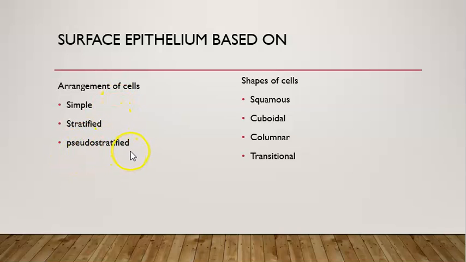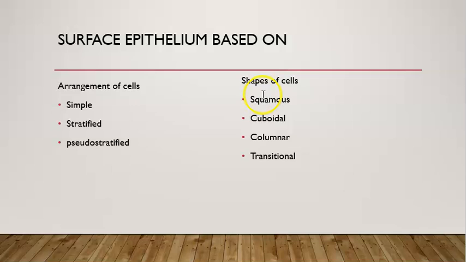Then pseudostratified means actually it is simple epithelium. They have only a single layer of cells, but due to the arrangement of nuclei at different levels, we may feel that it is stratified. So when viewed under a microscope, it can give us an appearance of stratified epithelium. So these are about the arrangement of cells.